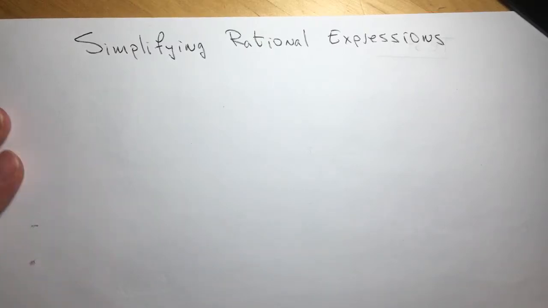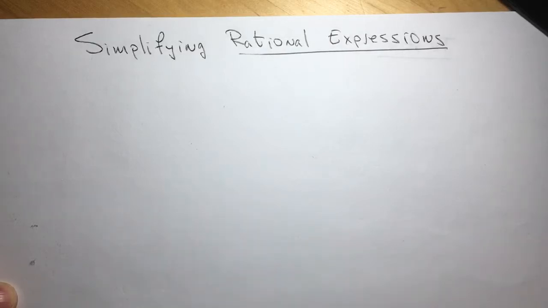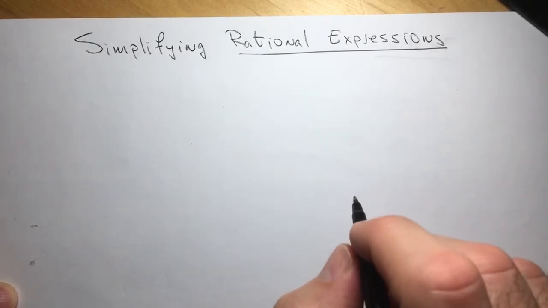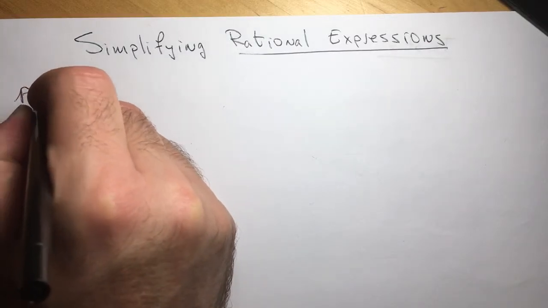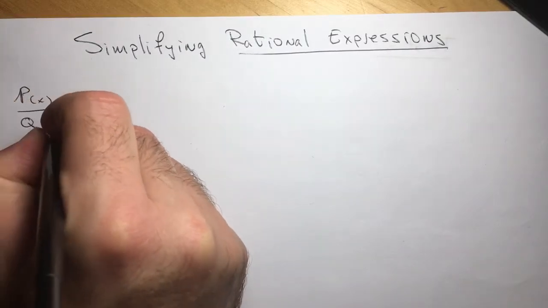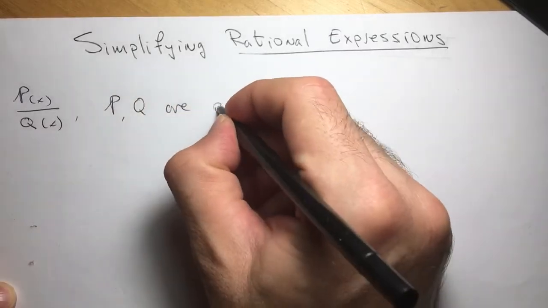In this video, we will cover simplifying rational expressions. So, first of all, what are rational expressions? Rational expressions are quotients of two polynomials p and q, so they are expressions of the type p of x over q of x, where p and q are polynomials.